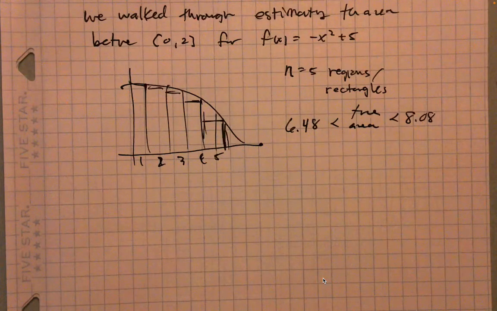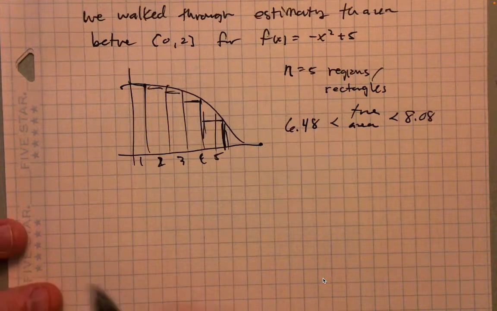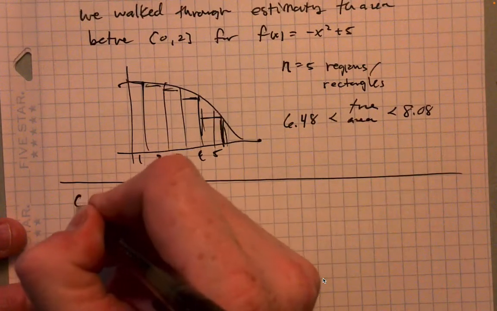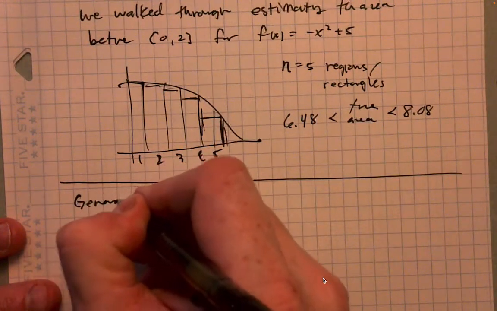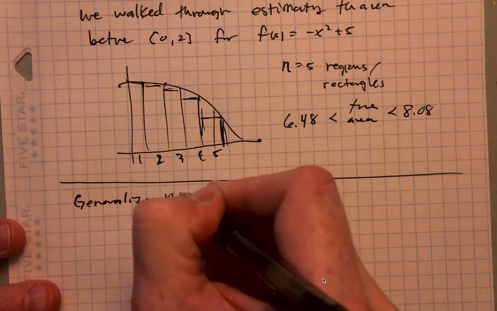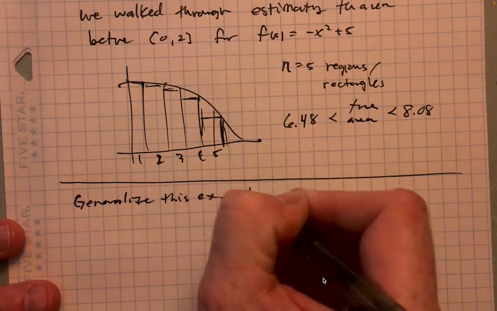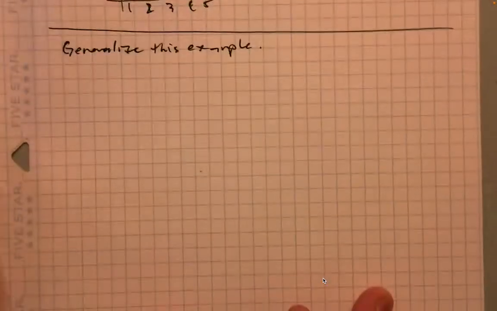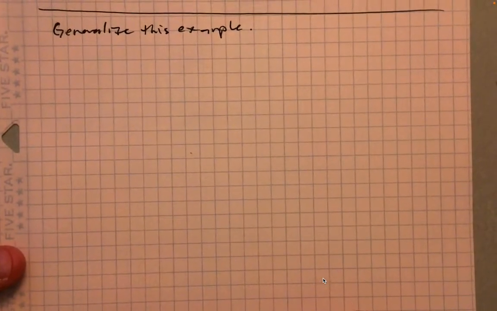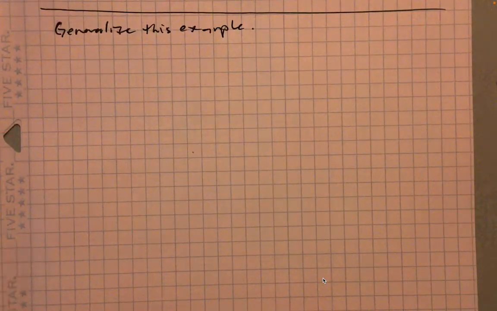Now, it's not important what we got as an answer. What's important was the methodology that we deployed there. And what we'd like to do now is take that methodology and generalize it a bit. We want to attempt to generalize this example. Sometimes it's easy to do that, sometimes it's very hard. In this case, it'll be easy because we worked it out ahead of time.